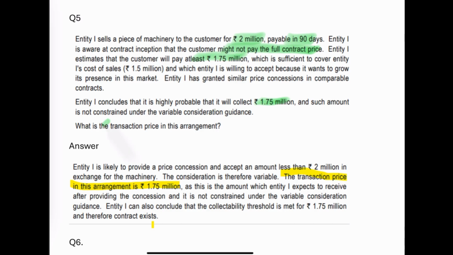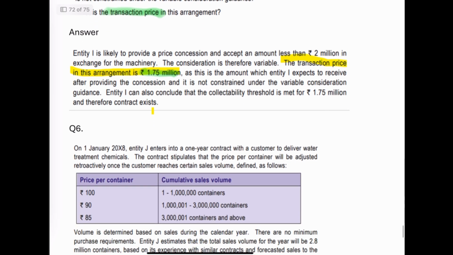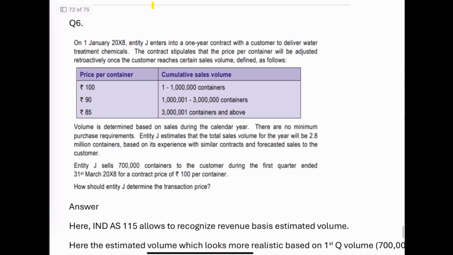So here, what is the transaction price in this agreement? Even though contractually it is 20 lakh rupees, 2 million, we have to take only 1.75 million as consideration, because you are in doubt whether you can collect the remaining 25 lakhs. And it's given that normally the price for this machinery is 1.75 million. So the transaction price will be fixed at 1.75 million. Okay, let's move on to the next example.